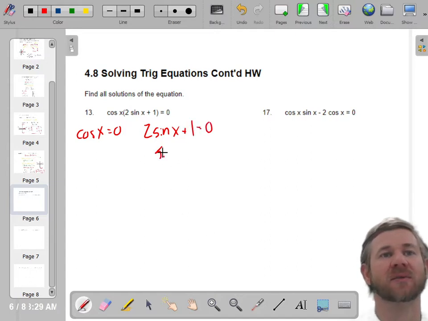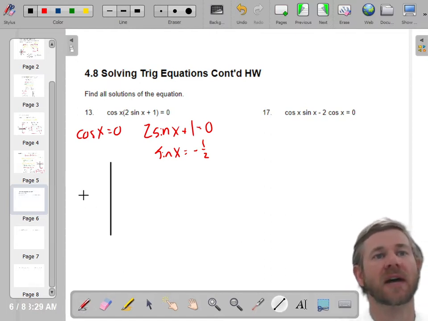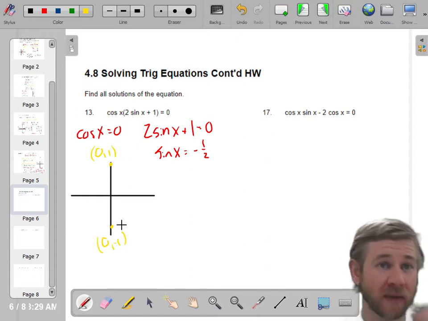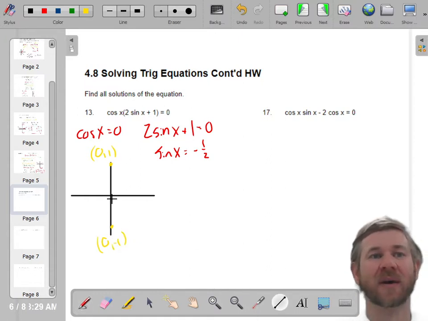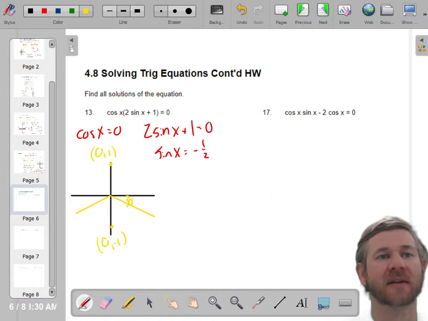So that means this would solve to negative 1/2. So let's figure out where those things happen. Cosine is 0. The cosine is the x. That happens here and there. So this is at, remember, (0, 1) and (0, negative 1). So pi over 2 and 3 pi over 2. And sine is negative 1/2 in the third and fourth quadrants with 30-degree reference angles.